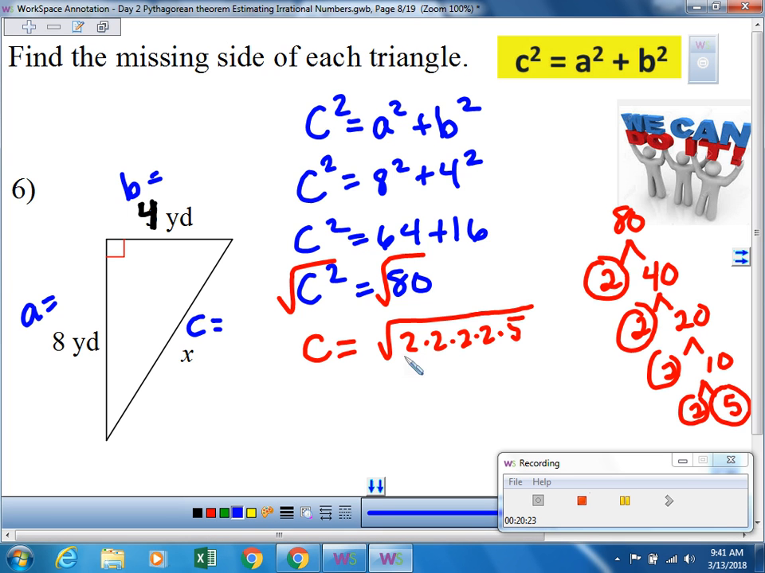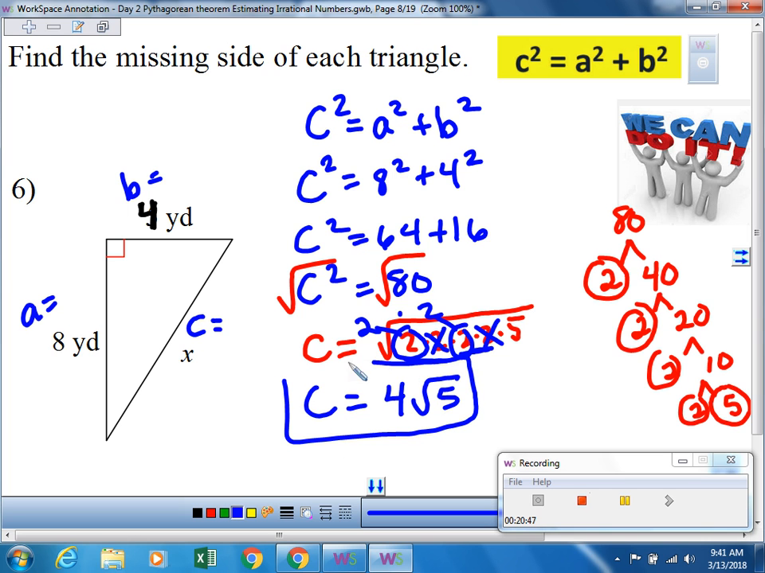So, one of two equal factors. Here's two equal factors, here's two equal factors. So I take out a 2, I get rid of the other one. I take out a 2, I get rid of the other one. So 2 times 2 is 4, and what's left underneath? 5. So C equals 4 times the square root of 5. How many of you got that? And you could have done it several different ways on that factor tree, but you should have still got 4 times the square root of 5.